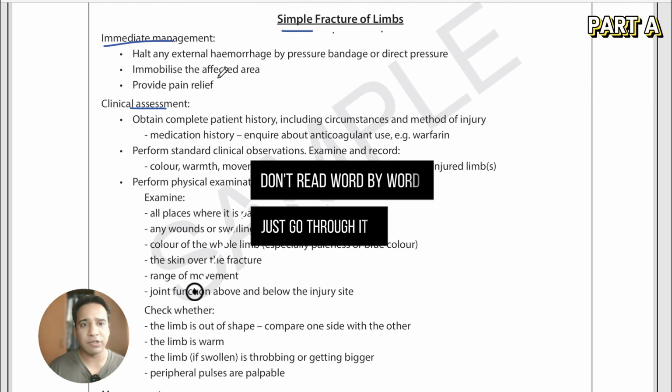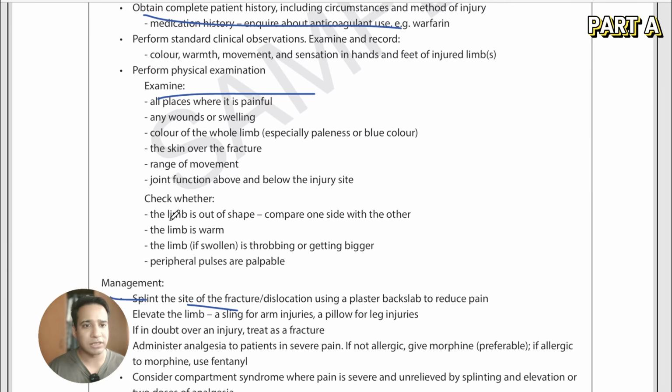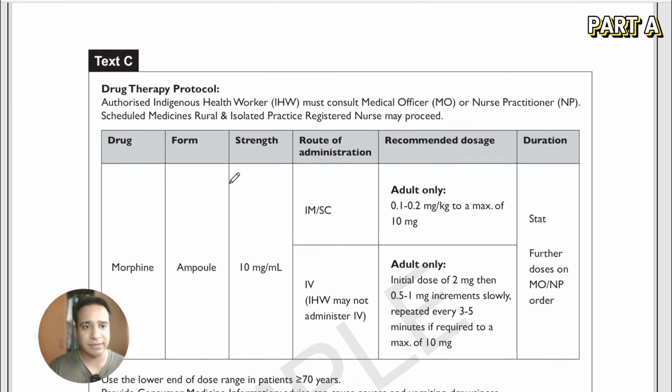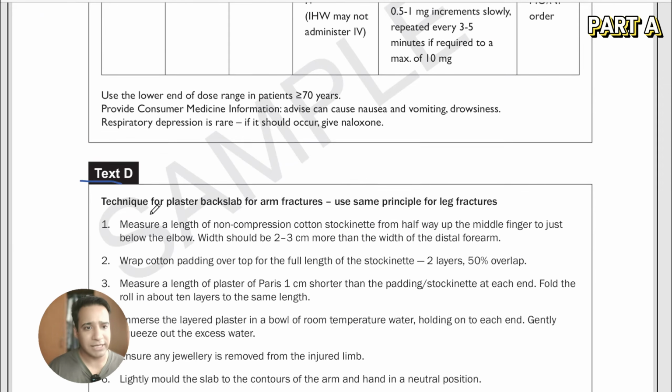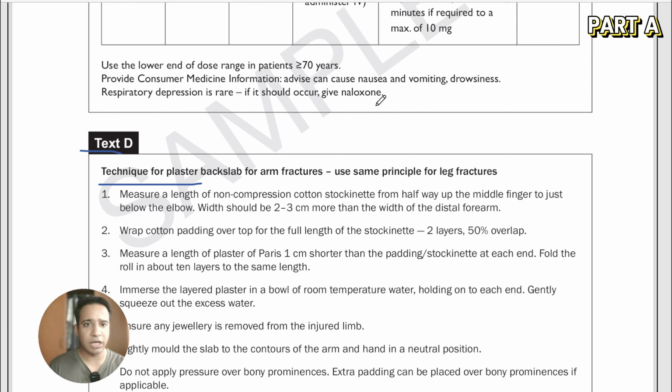You don't have to read it word by word. Instead, you just have to read it quickly. Just move your eyes over the text. C is about drug therapy protocol. Okay, what kind of drug? Intramuscular, subcutaneous. Okay, and then D is about techniques. Okay, so now you know in 1 minute what each paragraph is about.